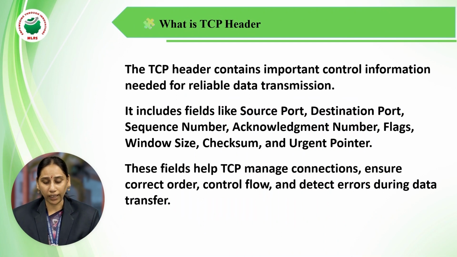Next, what is TCP header? The TCP header contains important control information needed for reliable data transmission. It includes fields like source port, destination port, sequence number, acknowledgement number, flags, window size, checksum, and urgent pointer. These fields help TCP manage connections, ensure correct order, control flow, and detect errors during the data transfer.